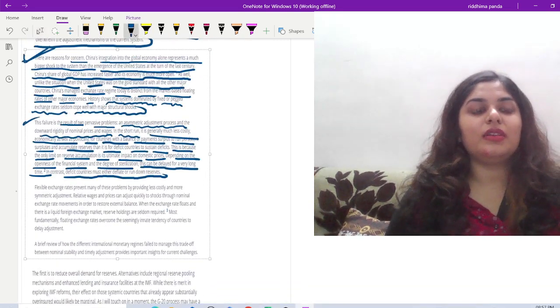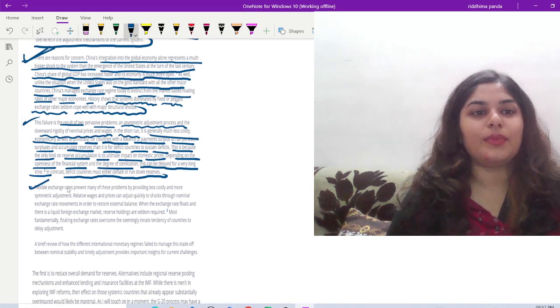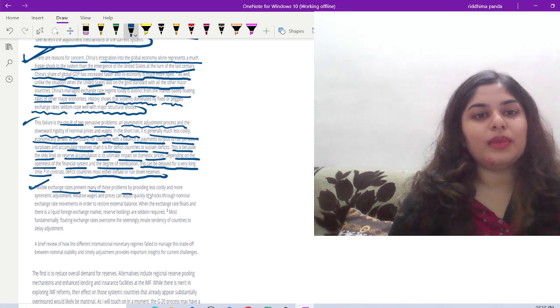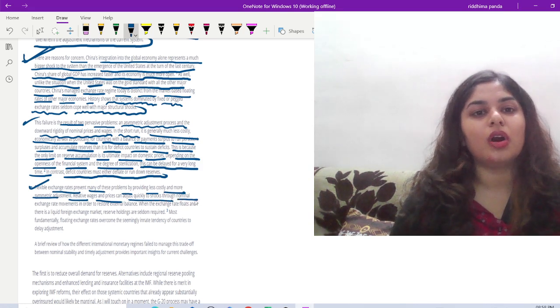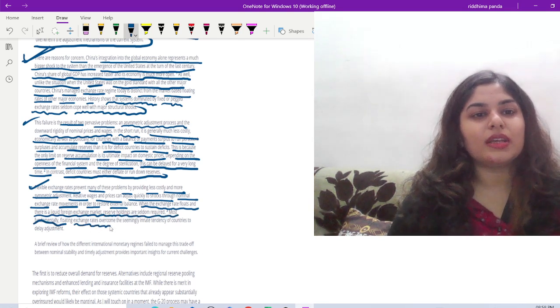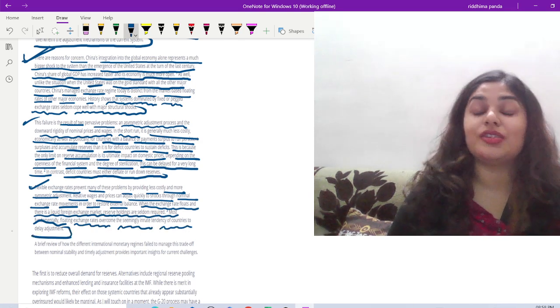Now, talking about the flexible exchange rate, what happens is that the flexible exchange rate basically prevents the problem by providing less costly and more symmetric adjustment. Relative wages and prices can always adjust quickly to shocks through nominal exchange rate movements in order to restore external balance. So when the exchange rate floats, there is a liquid foreign exchange reserve, and this most fundamentally floating exchange rate outcome removes the innate tendency of countries to delay adjustments.